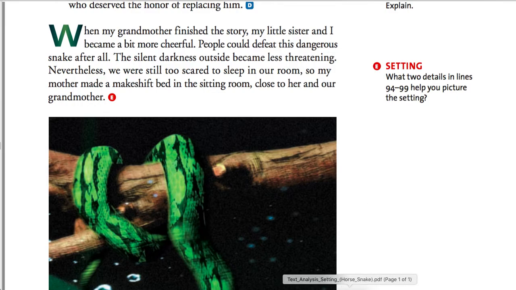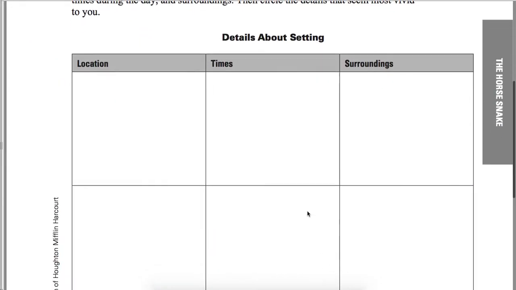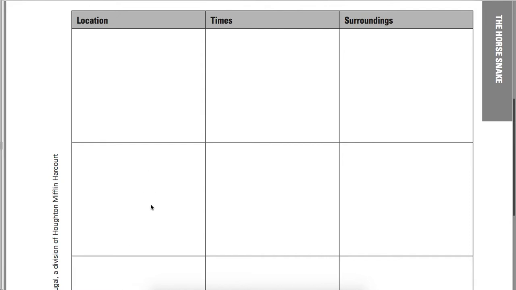And what I want you to do is go to your text analysis and write down what's happening in the location between these lines, what time this is taking place, and what's going on: sounds and images, things that people see or things that people could hear going on, or even touch, that are going on around them. Write that down, and then you'll be able to answer that question.